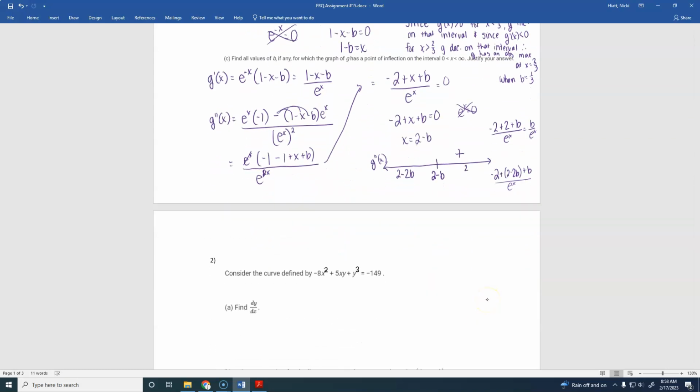Go down here. So negative 2, positive 2, those will cancel. I'm going to have negative 2b plus b over e to the x, which is going to give me negative b over e to the x. Since I know b is a positive number, negative b would be a negative number. So we get a negative right here.